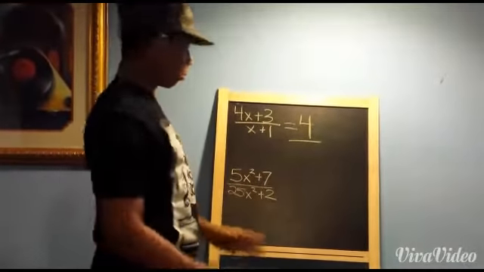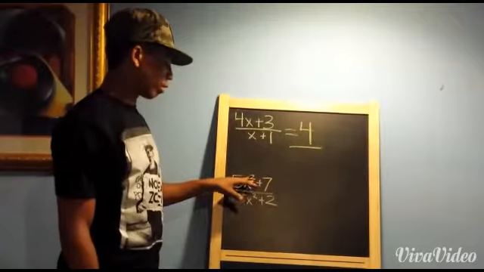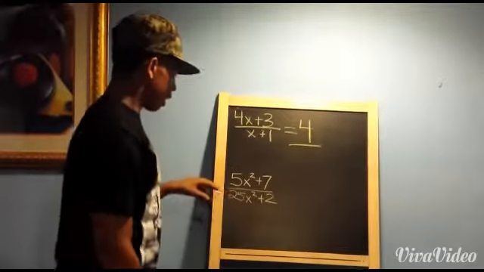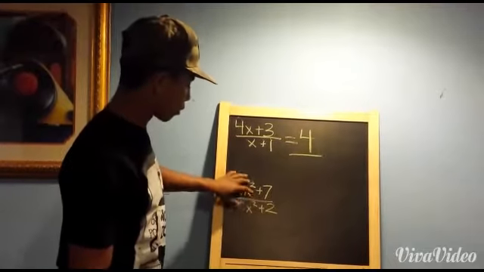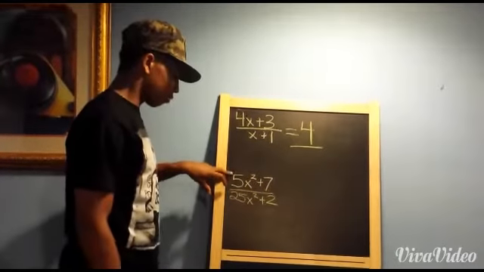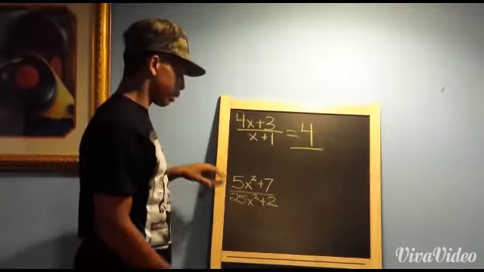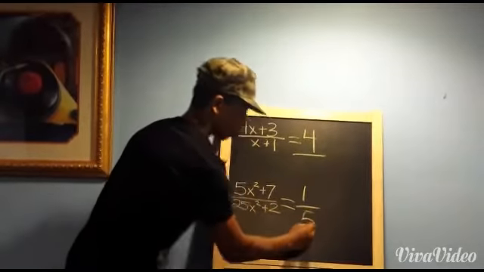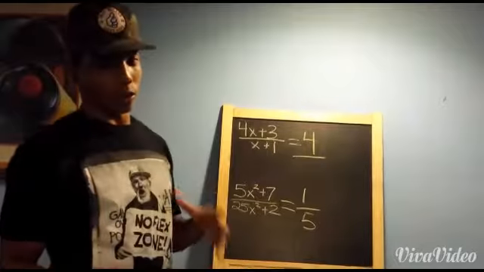Now the second example, we have 5x squared plus 7 over 25x squared plus 2. Now, again, we have the same degree, so we're going to divide 5 by 25, which will be 1/5. Now we're going to see what these look like on the graphs.